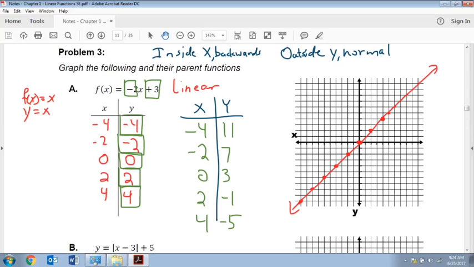So now I have a list of points to graph. If we're going to graph, we need a list of points. So negative 4, 11 is technically off the graph, but 1, 2, 3, 4, we'll put it right there. Negative 2, 7. So negative 2, 1, 2, 3, 4, 5, 6, 7 is right there. 0, 3, 0, 1, 2, 3. 2, negative 1 is right there. And 4, negative 5. 1, 2, 3, 4, 5.